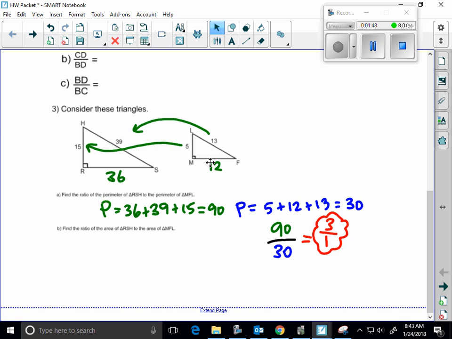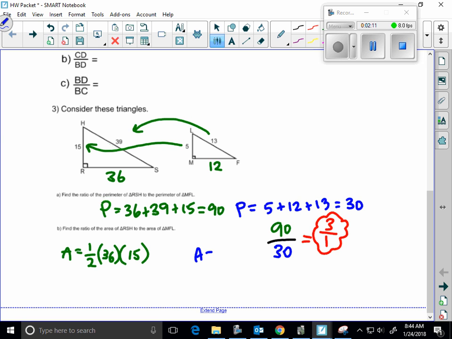Well, let's find the area of the first triangle. I'm going to take the area of the first triangle, which would be 1/2 the base times the height. Remember, what angle is formed by the base and the height? Always. Right angle, thank you. So I would use 36 and 15. Owen, while you got your calculator going, will you do that for me?